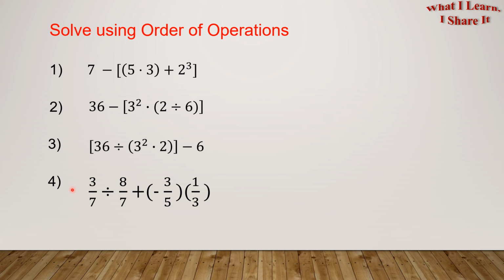And number 4, 3 by 7 divided by 8 by 7 plus negative 3 by 5 times 1 by 3. Do you want to try it yourself? Feel free to pause the video and try it yourself. Do you want to see how I solved it? I solved it in a step-by-step way. Let's see it.